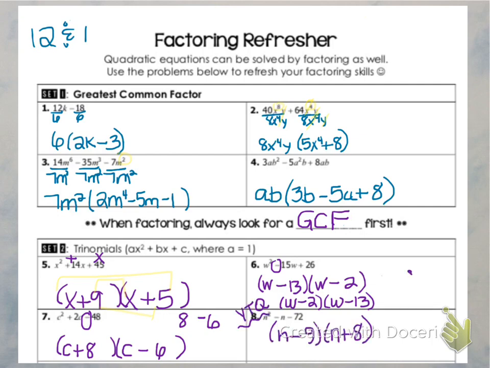Okay, so thanks for giving that a try. The two factors are n minus 9 and n plus 8. Negative 9 times 8 is negative 72, and negative 9 plus 8 is negative 1. So let's move on.